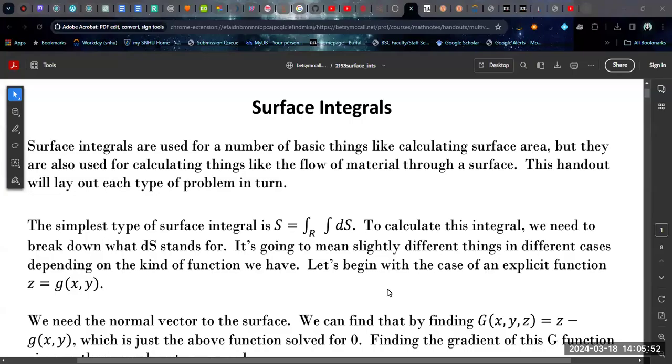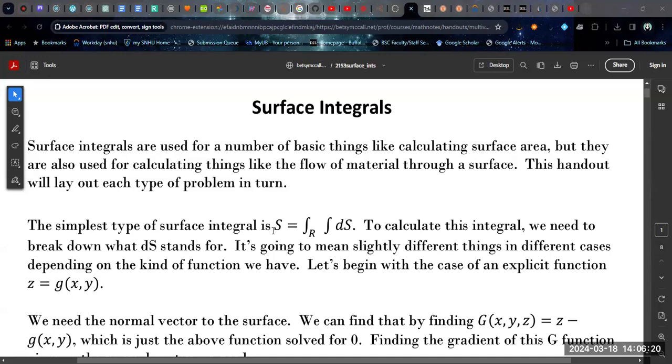All right, so in this video, we're going to be looking at calculating surface integrals. We're going to be starting with calculating surface area and then continuing on to flux through a surface, because the way that we set up surface area integrals is going to be related to the way that we calculate the surface integrals themselves, at least by using the definition.